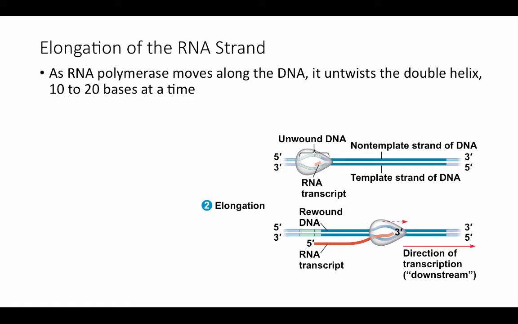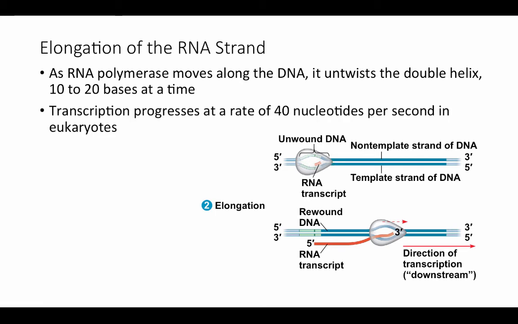The second step in transcription is the elongation of the RNA strand. So the first step was initiation, the second step is elongation. As the RNA polymerase moves along the DNA, it's going to continue to unwind the double helix and separate the two strands about 10 to 20 bases at a time. So it's going to be this little moving bubble that comes along.